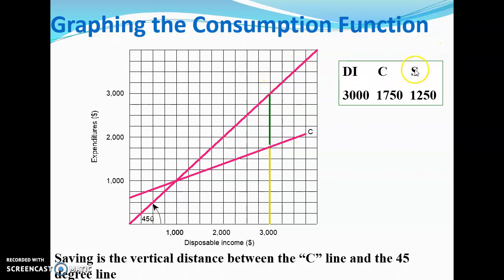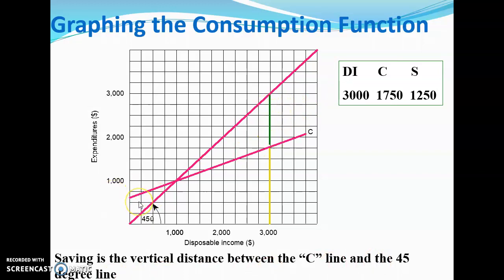By formula, it is the same. The saving is equal to the disposable income minus consumption, and from the graph we can say that this is your income and this one is your consumption. And how can we find out the saving? The saving is the vertical distance between the consumption line and the 45-degree line. So this is the consumption, this is the saving.